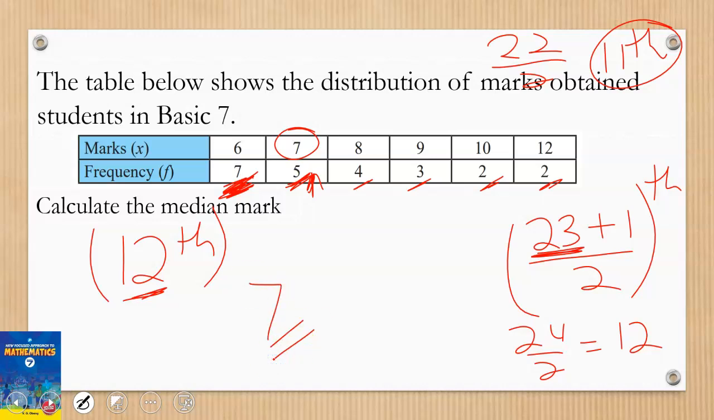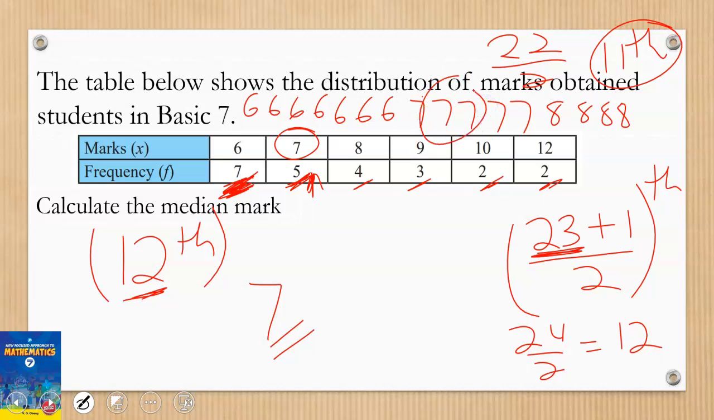Now, what it also means is that if I write these marks in raw form, 6 will appear six times, 6, 6, 6, 6, 6, 6, plus 6, making 7. 7 will appear 1, 2, 3, 4, 5. 8 will appear 1, 2, 3, 4. So it goes on and on. 9 will appear 3 times, 10 will appear 2 times. So if I count from left and right, you realize that the middle number will fall on one of the sevens. That is why our answer becomes 7. And that's how we calculate it. Beautiful. Let's take another example and see.